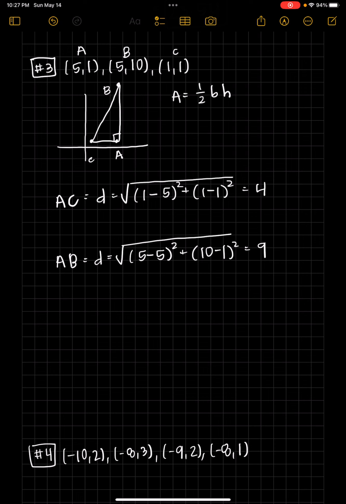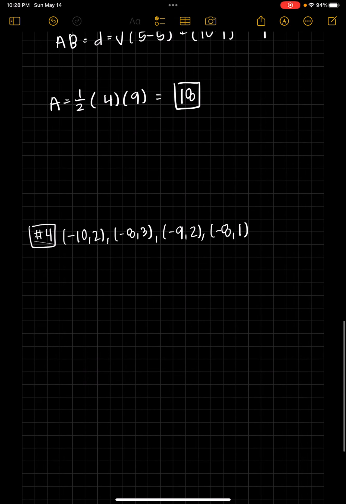So now from A to C was my base, so that's our base. And then from A to B was our height. So when I plug this into my area formula, I'm going to say area is equal to 1/2 times my base, which is 4, times my height, which is 9. And then I plug that into my calculator, and I end up with the area as 18. There we go.